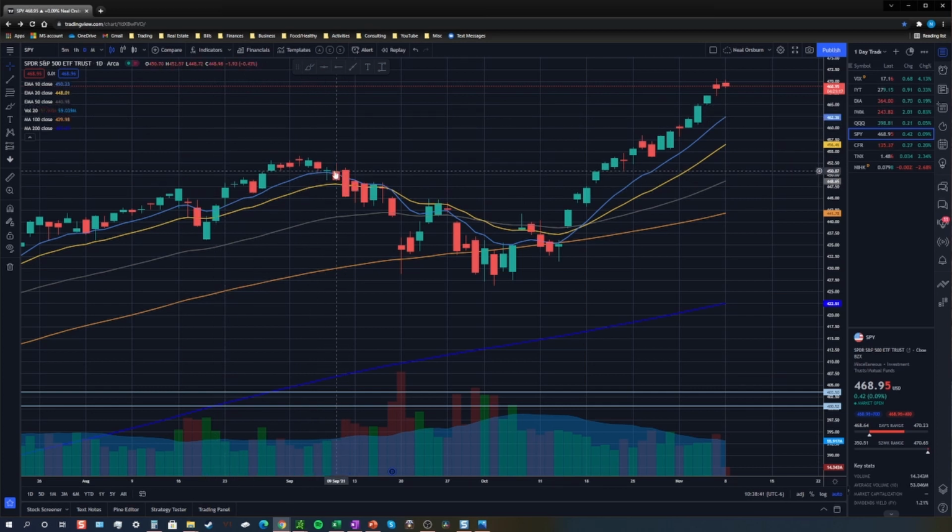Okay, so the flush part, that is the open. That wick on the top, that's the high, and then the flush part on the bottom, that is the close. And then the wick on the bottom, like this candle right here, you got a wick on the bottom. That is the low, okay?